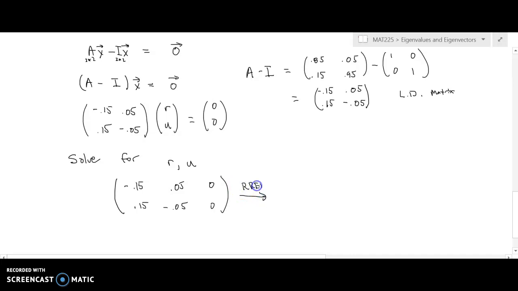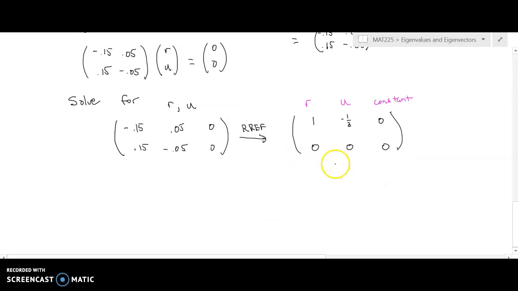form on this. What I'm going to end up with, once I plug this into my calculators, I'll have a row of zeros down here, which already is going to tell us that we're going to have infinitely many solutions, and this one up here is going to reduce to 1, negative 1/3, 0. And again, this is our R coefficient, our U coefficient, and our constants. And what this tells me is I have this system of two equations tells me that 1R minus 1/3 U has to equal 0, and that 0 equals 0.